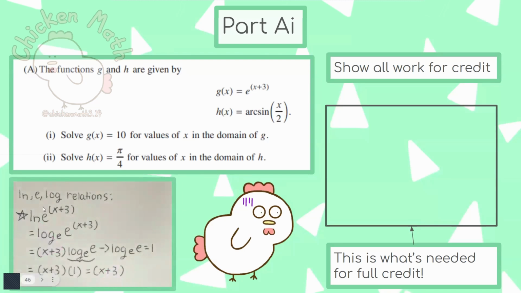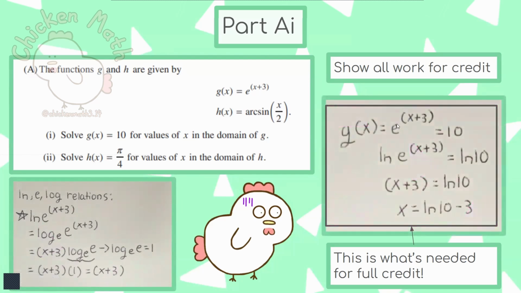So these are our log relations that I wrote down on the whiteboard that you have to recall. Technically on the rubric, this information is not needed. To get full credit, this work is what you need. But they're not going to dock points for writing extra on the side. The minimum is this. You want to make sure you have all your work for credit.